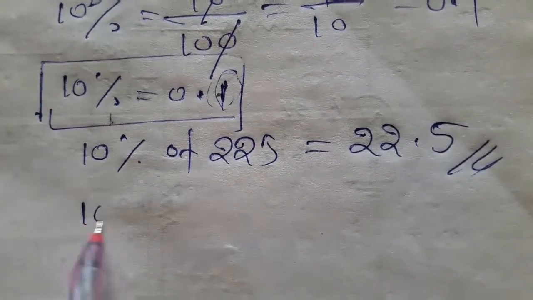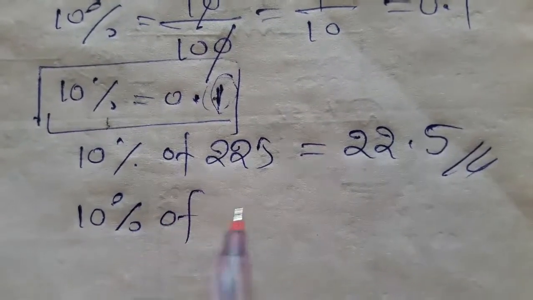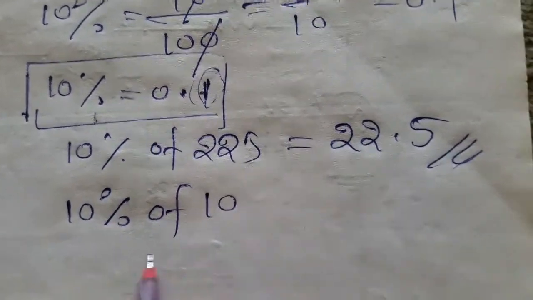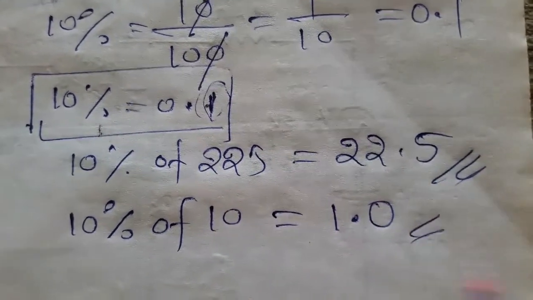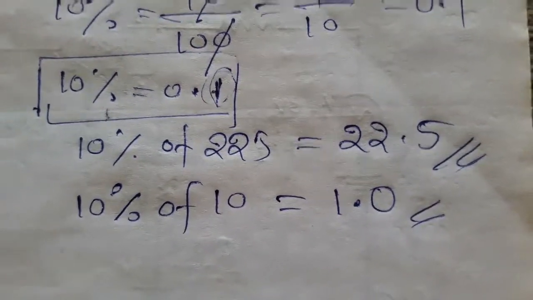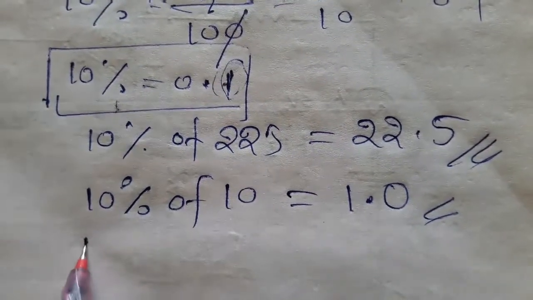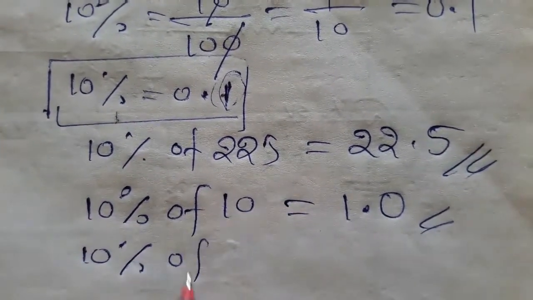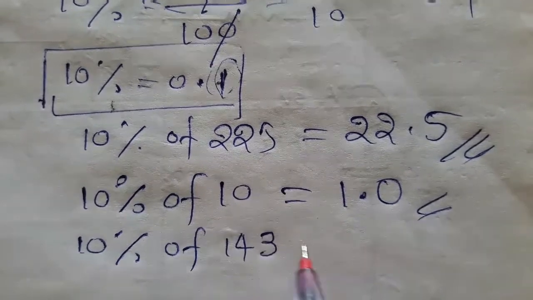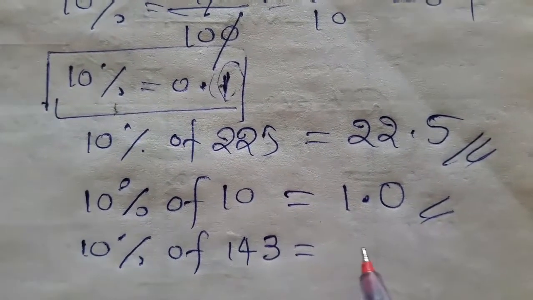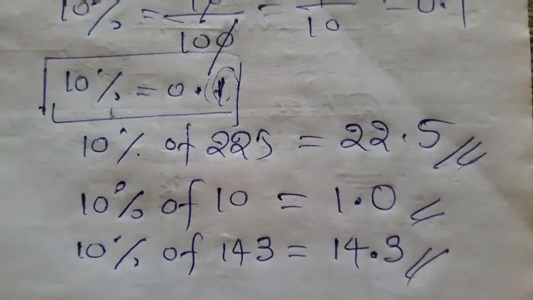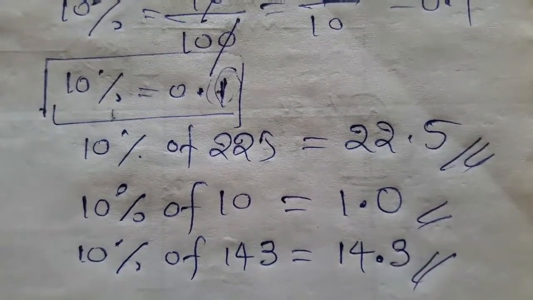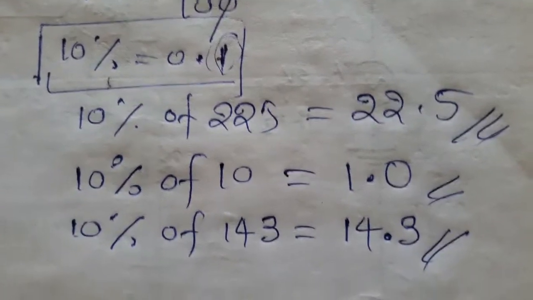Now suppose 10% of 10. 10% of 10 means what? 1.0. Are you understood? Are you clear on this concept? Suppose 10% of 143. This means the answer is 14.3, which is 10% of 143. Yes, this is the concept. Are you clear?